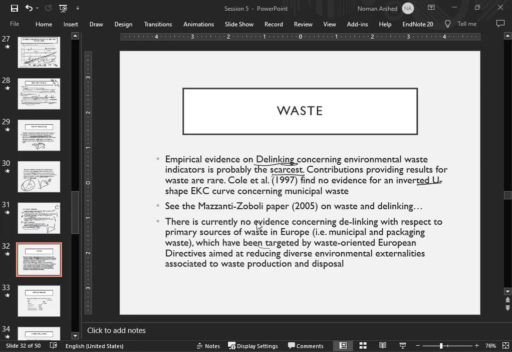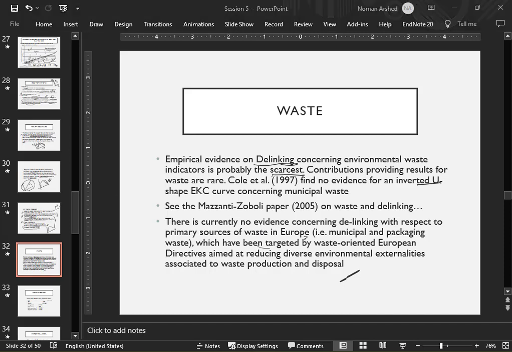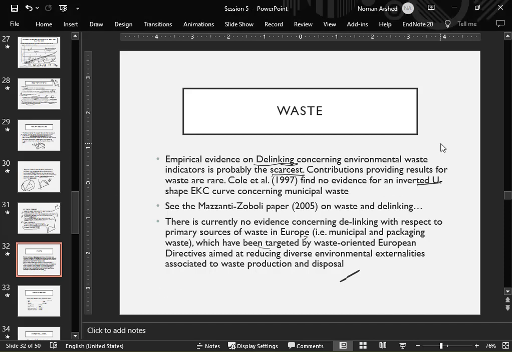Then the Mazzanti and Zoboli paper in 2005, on waste and delinking. There is currently no evidence concerning delinking with respect to primary sources of waste in Europe, like municipal and packaging waste, which has been targeted by waste-oriented European directives aimed at reducing diverse environmental externalities and waste production. So it is saying that we are not able to confirm that delinking exists. It means that when we are studying EKC, we are actually trying to find the delinking evidence.